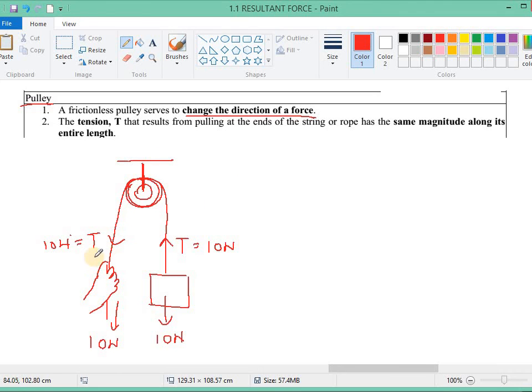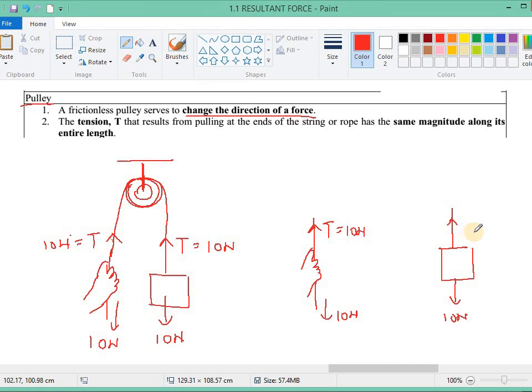So that means if you look from the perspective of the hand, the tension is upward actually. So this situation can be split into two. The hand pulls down with 10 Newton, the hand will feel a tension upward of 10 Newton. If from the perspective of the box, which has a weight of 10 Newton, the box will feel the tension of 10 Newton upwards. Okay, like this. Can split into two.